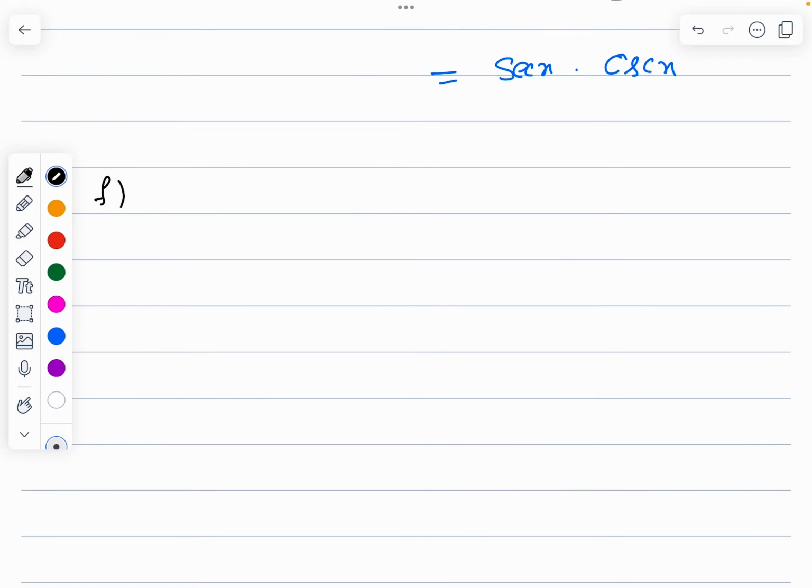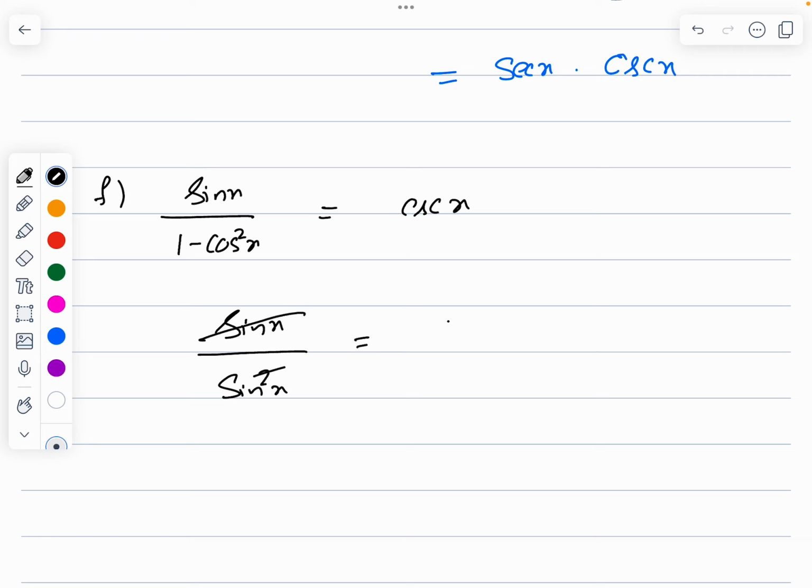Part F, sin x upon 1 minus cos square x equals cosecant x. This is the easiest one. Sin x upon 1 minus cos square x is sin x upon sin square x. One sin x gets cancelled. So 1 upon sin x. What is 1 upon sin x? Cosecant x.